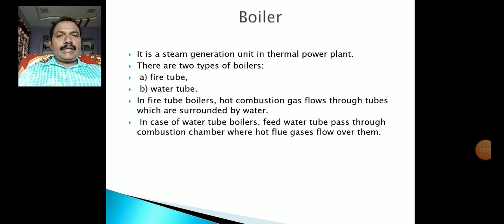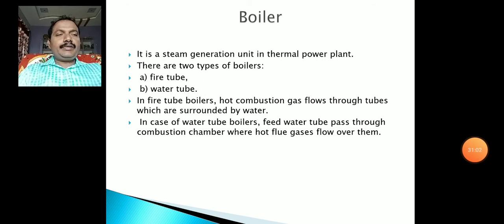So now let us consider the boiler. It is a steam generation unit in a thermal power plant. There are two types of boilers, fire tube and water tube. In fire tube boilers, hot combustion gas flows through tubes which are surrounded by water.